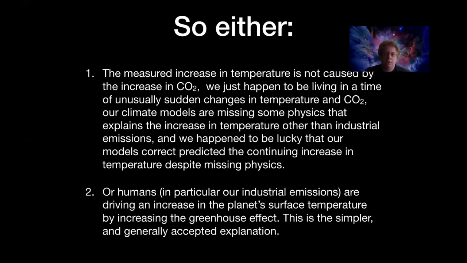We've been very careful, and we've basically been able to do controlled experiments with these climate models and show what's going on. It's always possible that we're missing something, but almost all scientists at this point think that the far likelier explanation is that humans, and in particular our industrial emissions, are driving an increase in the planet's temperature by increasing the greenhouse effect. This is the simpler explanation, and it's generally accepted. So this is basically the argument for why humans seem to be affecting the climate of our planet.